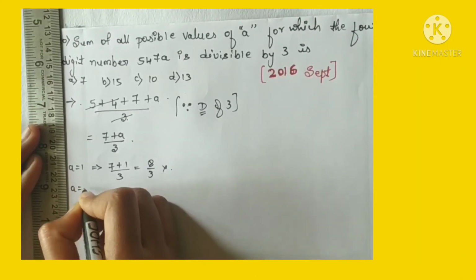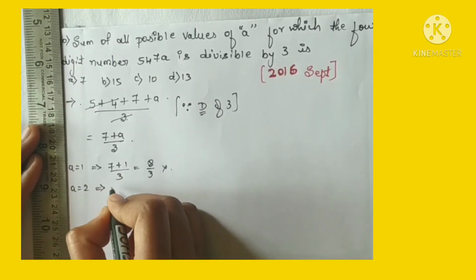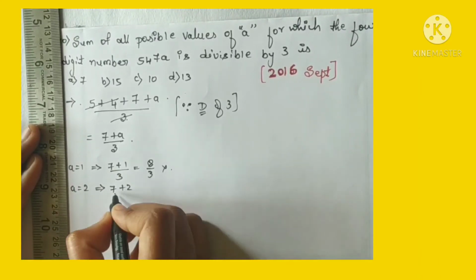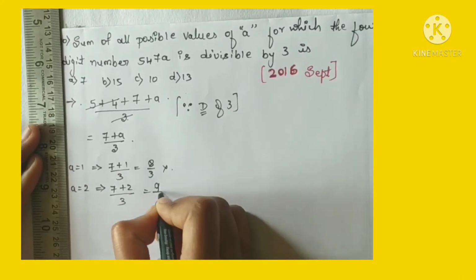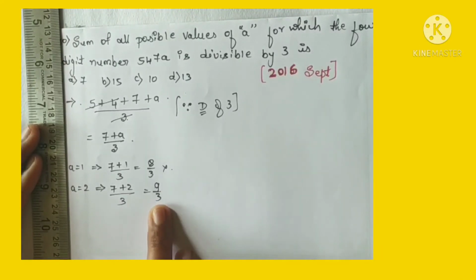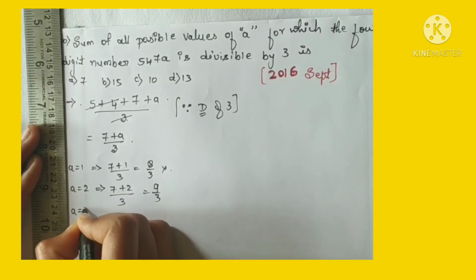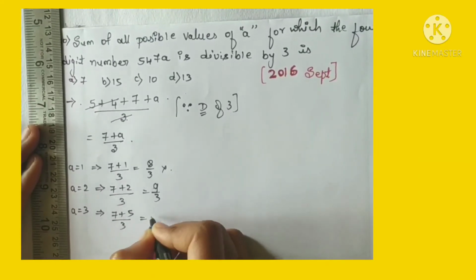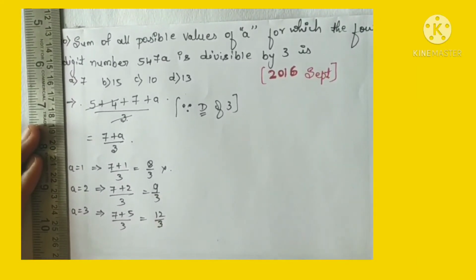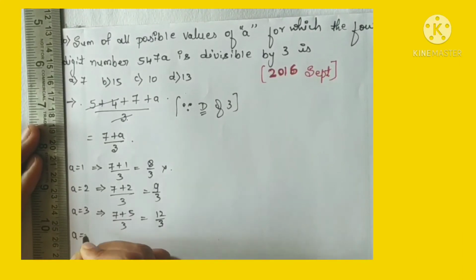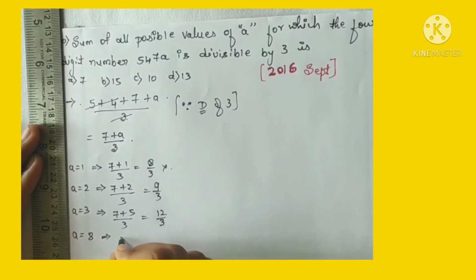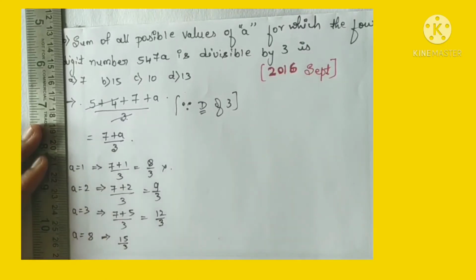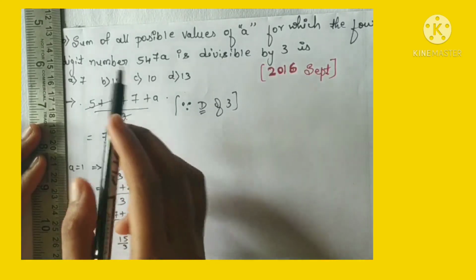When I take A is equal to 2, then 7 plus 2 is equal to 9, which is divisible by 3. Then A is equal to 5: 7 plus 5 is 12, which is also divisible by 3. Then A is equal to 8: 7 plus 8 is 15, which is also divisible by 3.